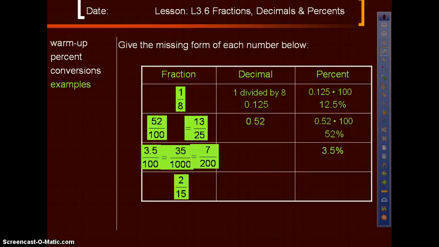If we want to convert this into a decimal, we could divide 7 divided by 200, which would give us 0.035. This can also be done by taking our decimal in 3.5 and shifting it 2 places left. In 2/15, we would take 2 divided by 15 to find our decimal. 0.13 repeating in this case. There's actually a repeating bar over the 3 because the 3 will repeat itself. Percentage form, if we multiply that by 100, we come up with 13.3 repeating.